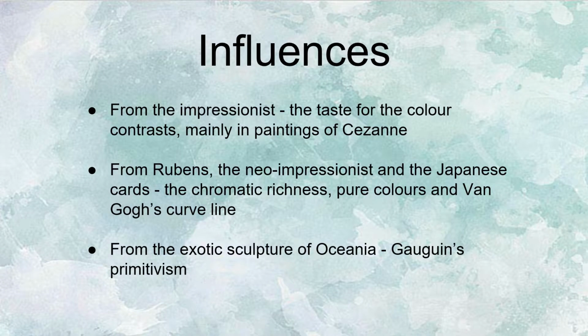So now we switch over to the influences. What were the influences and what were the implications of the post-impressionist era paintings on the futures? First, from the Impressionists, the taste for color contrasts, mainly in the paintings of Cézanne. From Rubens, the non-impressionist and the Japanese cards, the chromatic richness, pure colors, and Van Gogh's curve line. And lastly, from the exotic sculpture of Oceania comes the Georgians' primitivism.